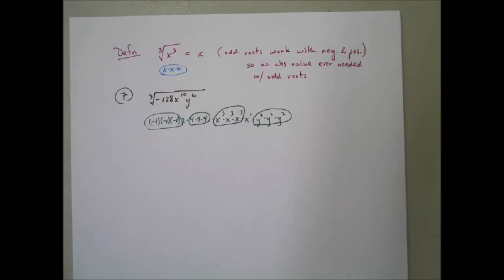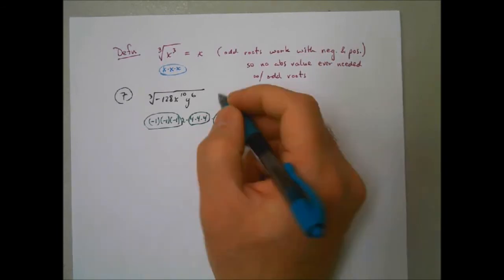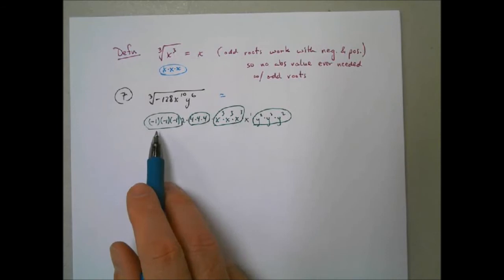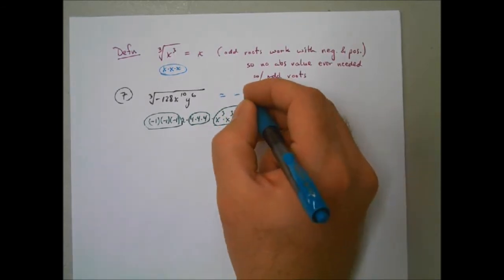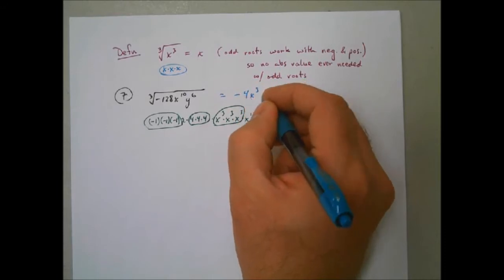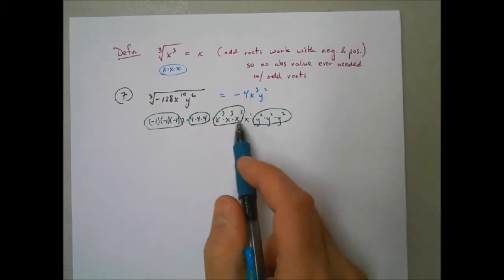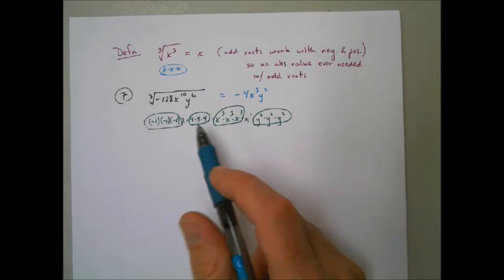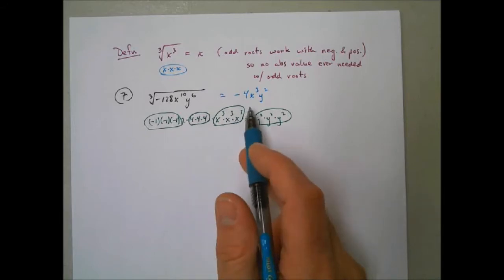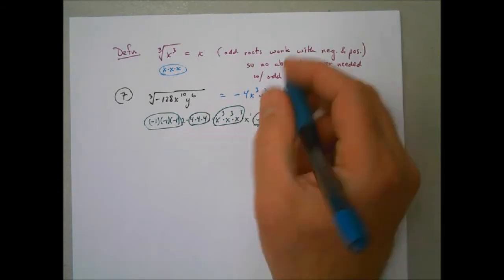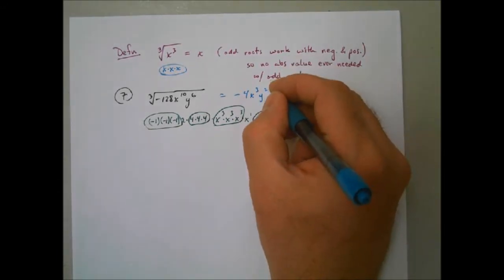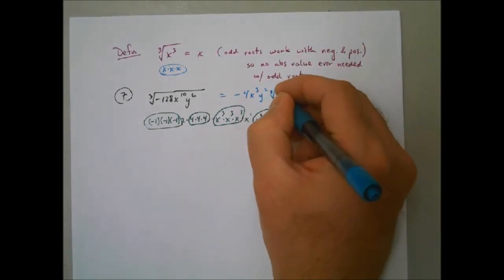Okay, so final answer here. We've got negative 1, 4, x cubed, and y squared on the outside. So negative 4, x cubed, y squared. No absolute value needed because odd roots can give us positive or negative. And whatever's left behind, we got a 2 and an x left behind. So cube root of 2x.